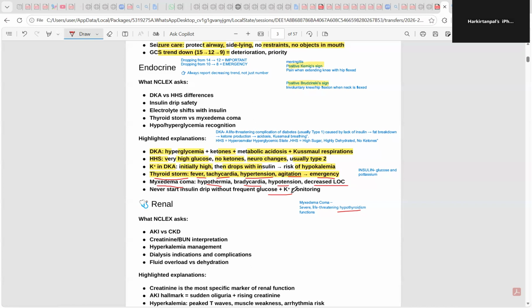Frequently monitor the glucose and the potassium. Okay, that means the important point: never start an insulin drip without frequent glucose and potassium monitoring. Understood? Any doubt on these points? These are the highlighted points, the question-asking area points only.